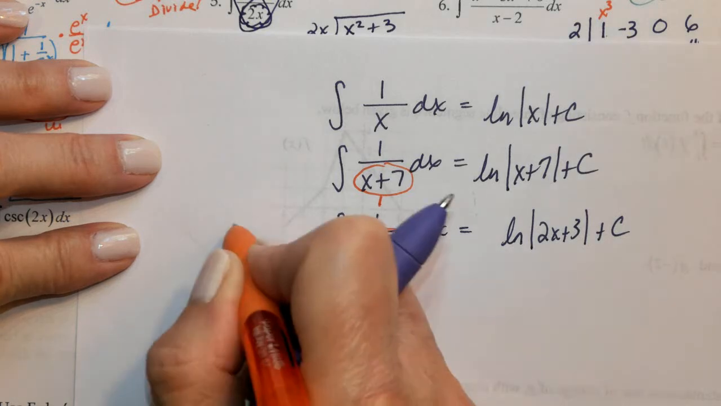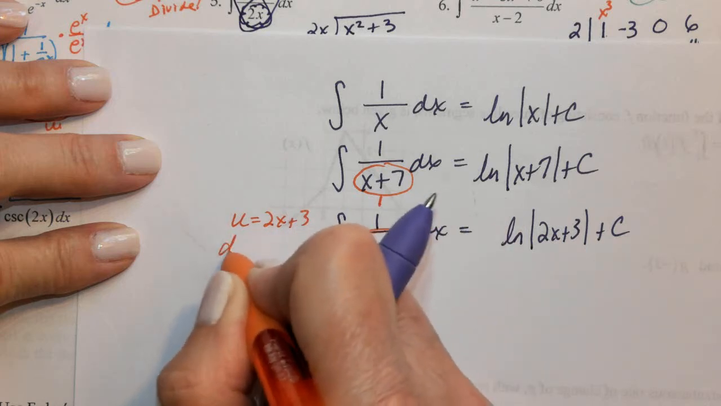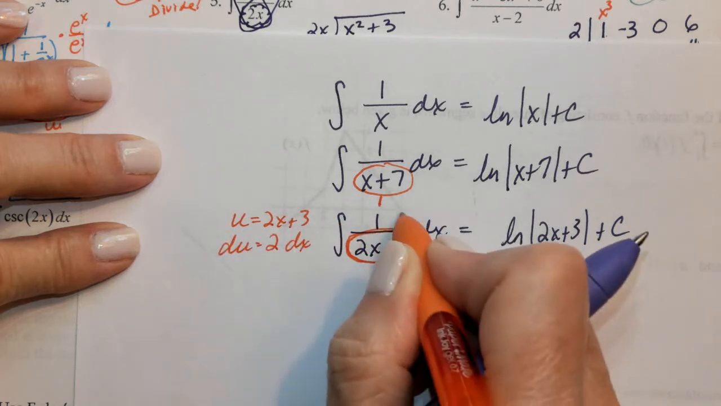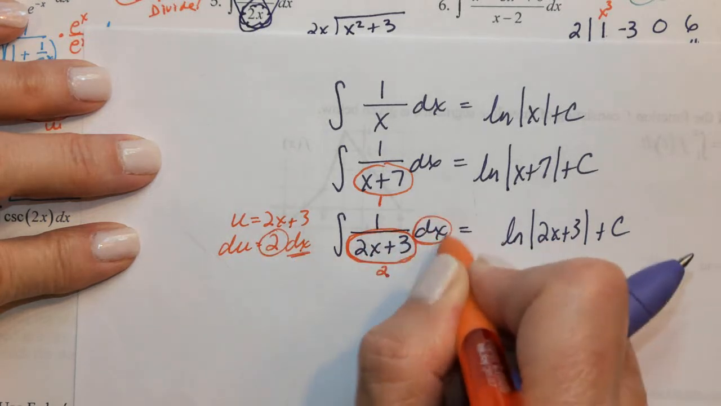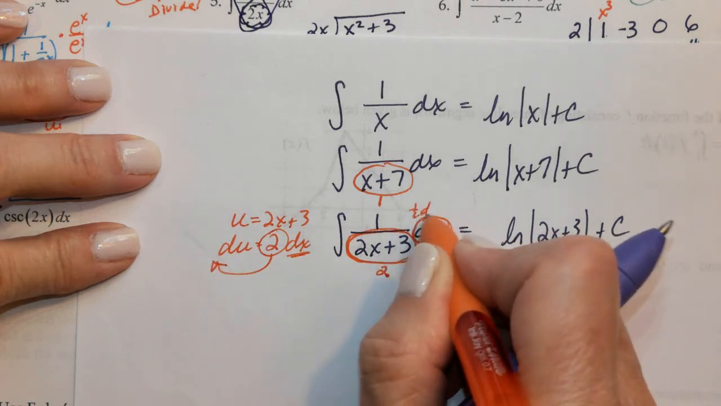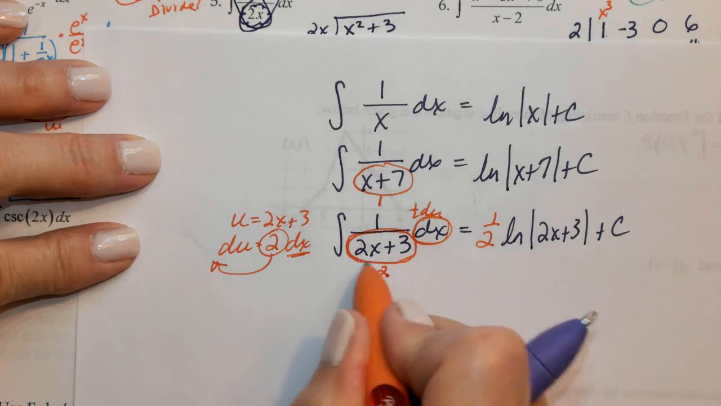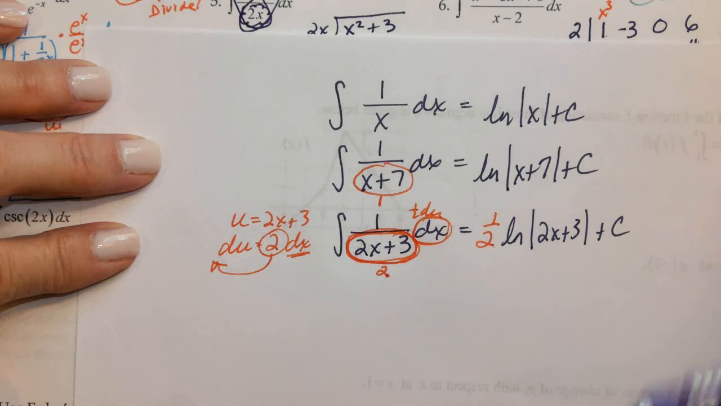And think of it this way. When you let u be that bottom, du is going to be 2 dx. In place of the dx, I'm going to need to put a 1/2 du. So there needs to be a 1/2 out here. So see, the derivative was 2, and we ended up with a 1/2 out in front.